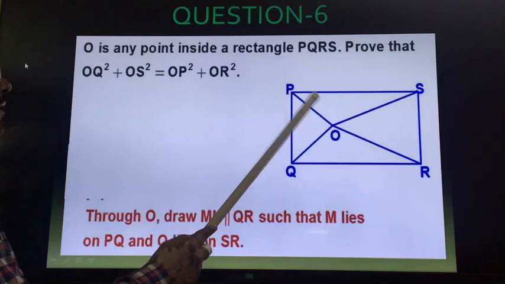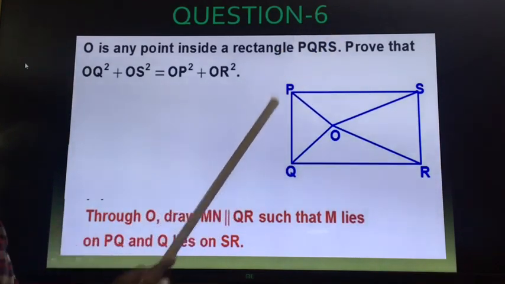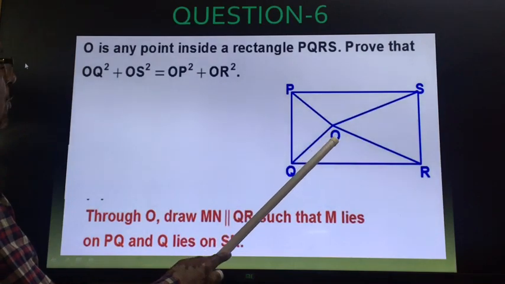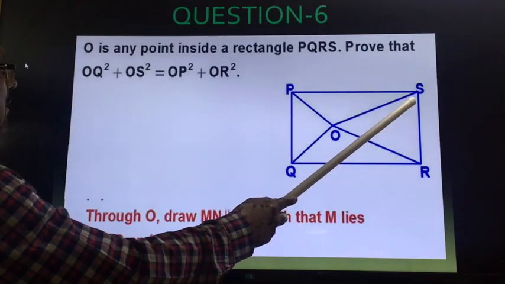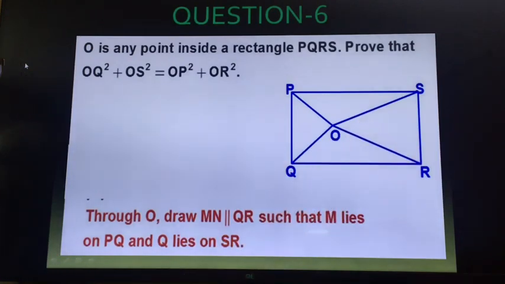PQRS is a rectangle and O is any point inside of it. We have to prove that OQ square plus OS square is equal to OP square plus OR square. This we have to prove. So for this we will do the construction.